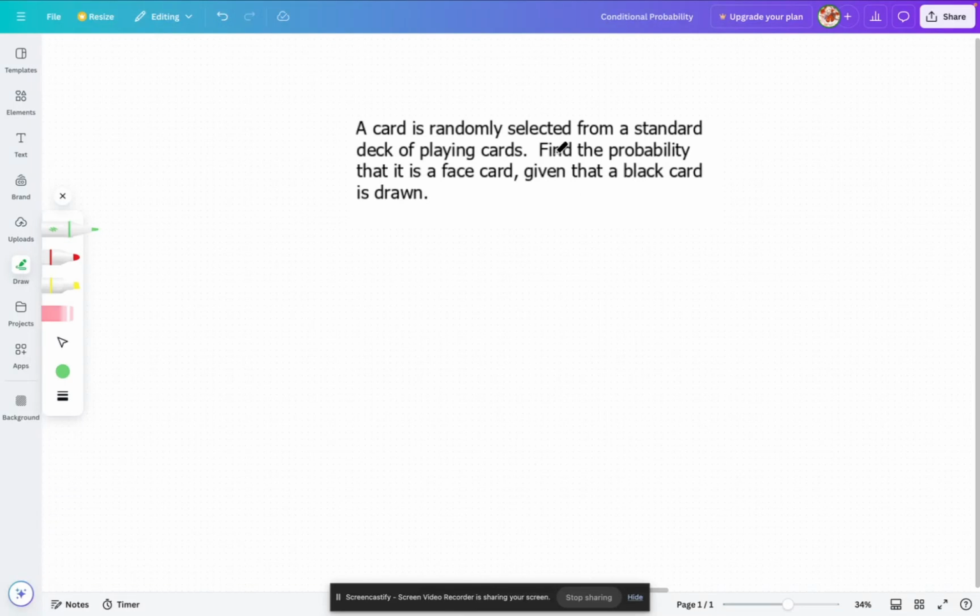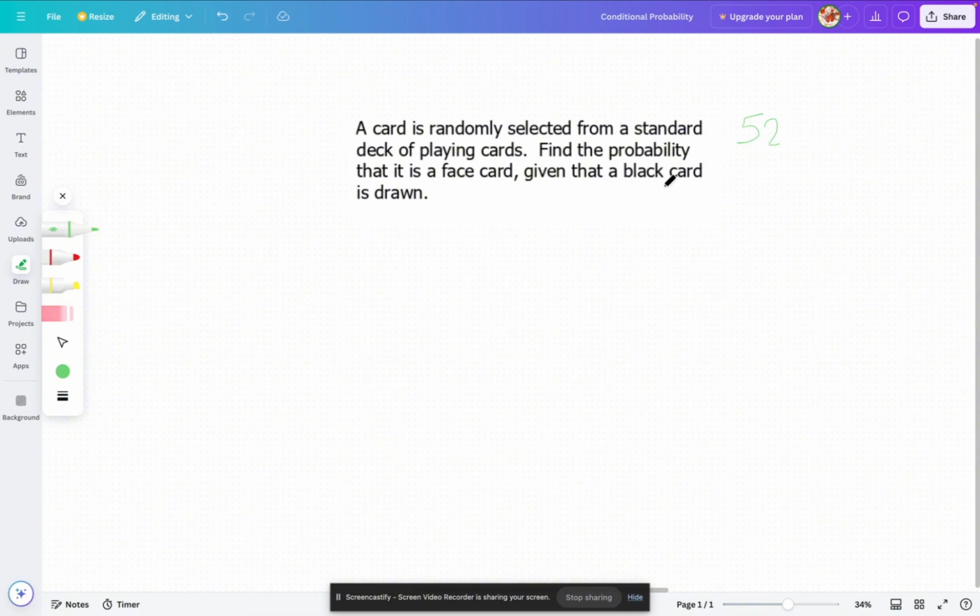Next up, this is your problem. A card is randomly selected from a standard deck of playing cards. Find the probability that it is a face card given that a black card is drawn. So the first thing that you're going to keep in mind is that a deck of cards has 52 cards as your total, if you didn't know.